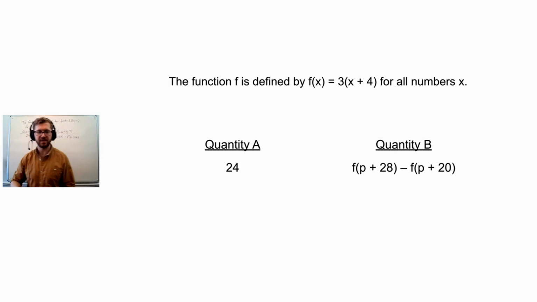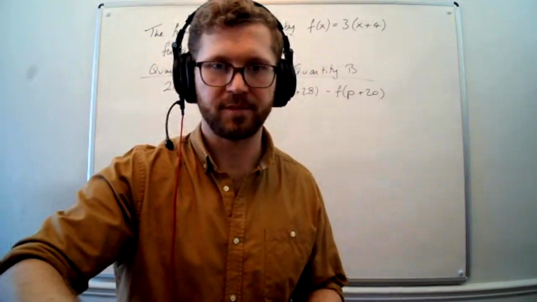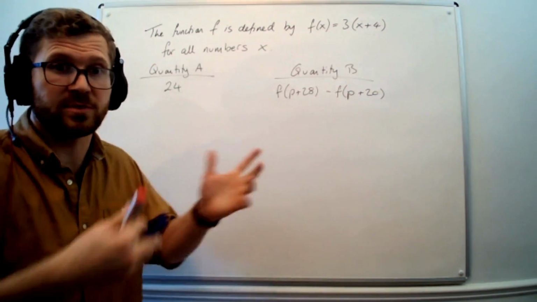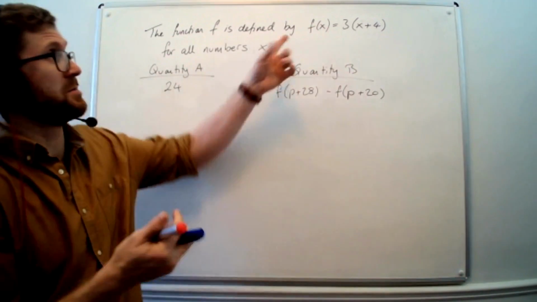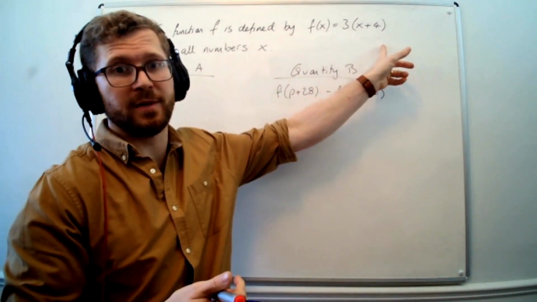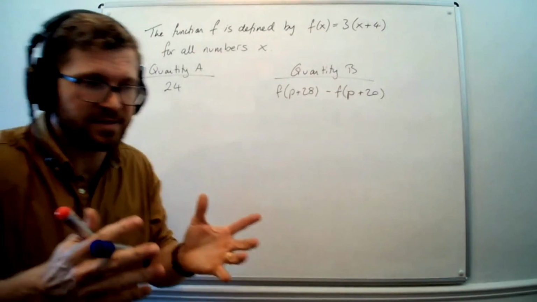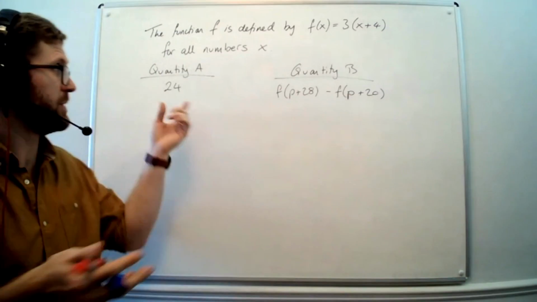All right, pause here if you want any more time, but I'm going to take the question away so that we can take this one apart together. Again, we've been given a function. In this case, f of x is 3 multiplied by x plus 4. Now, quantity A, okay, quantitative comparison question, which is bigger, A or B?